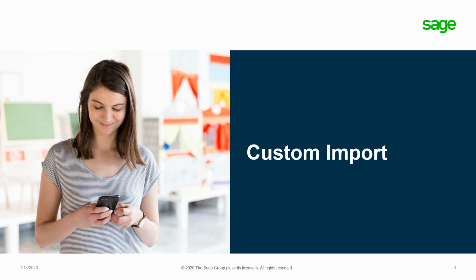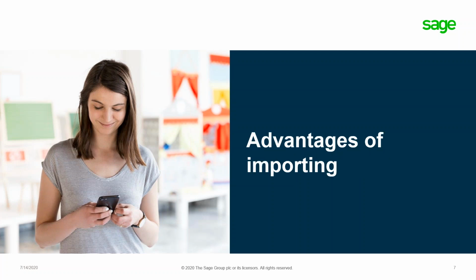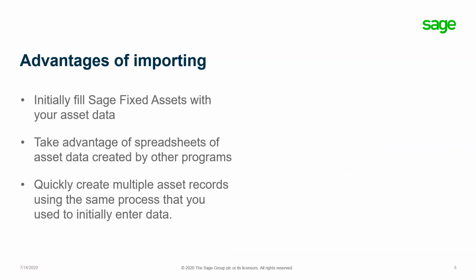The first one being the custom import. The advantages to doing an import are multiple, but the ones that we're going to highlight today are here. Initially, filling in fixed asset data with your data from some other program or from a spreadsheet, if that's the status or the progression that you're at a particular moment in time. You might say, how do I get a lot of asset records into Sage Fixed Asset to start with? So we talk a lot about in class putting them in one at a time, or generating multiple copies of one that might already be there, or using templates to build an extra one or an extra several. But initially, you need to have your information in there.